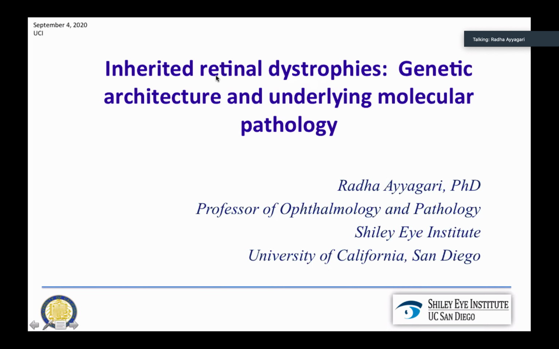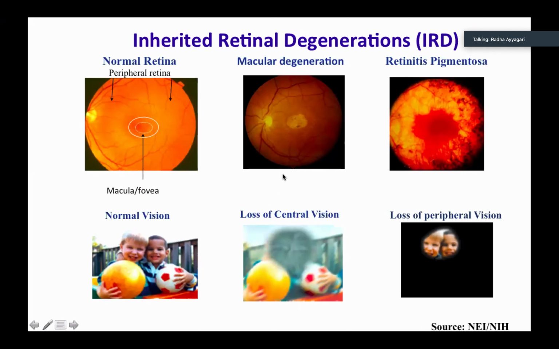So today I'll be talking about inherited retinal dystrophies. This is something which I have been working on. When I'm talking about inherited retinal degeneration, this includes macular degenerations that result in central vision loss and retinal degeneration, which is mainly peripheral retinal degeneration. These include LCA and other recessive or dominant retinal degenerative conditions. So collectively, I'll be referring to them as inherited retinal degeneration.